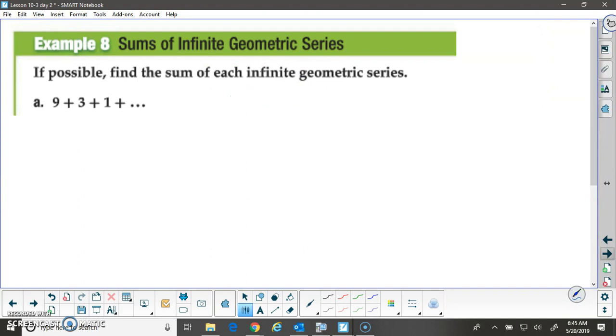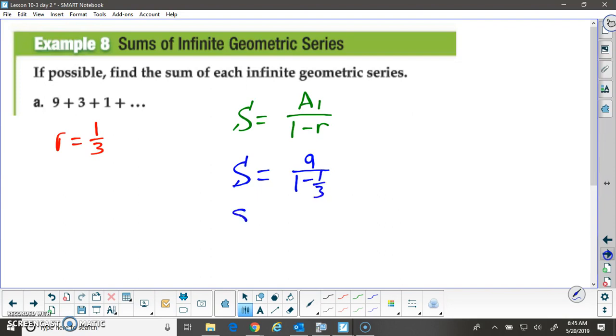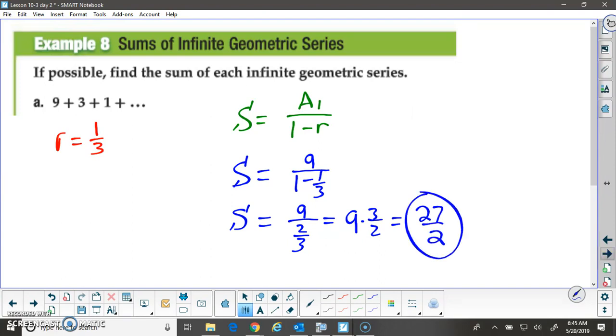So here's an example. It says, find the sum, if possible, of this infinite geometric series. Well, hopefully you can tell that the r is 1/3. And since the absolute value of 1/3 is less than 1, we can use the sum formula. The sum formula says to take the first term and just divide by 1 minus r. So if we take the first term, 9, and divide by 1 minus 1/3, this will give us 9 over 2/3, which is the same thing as 9 times 3 over 2, which gives us 27 over 2, or 13.5.